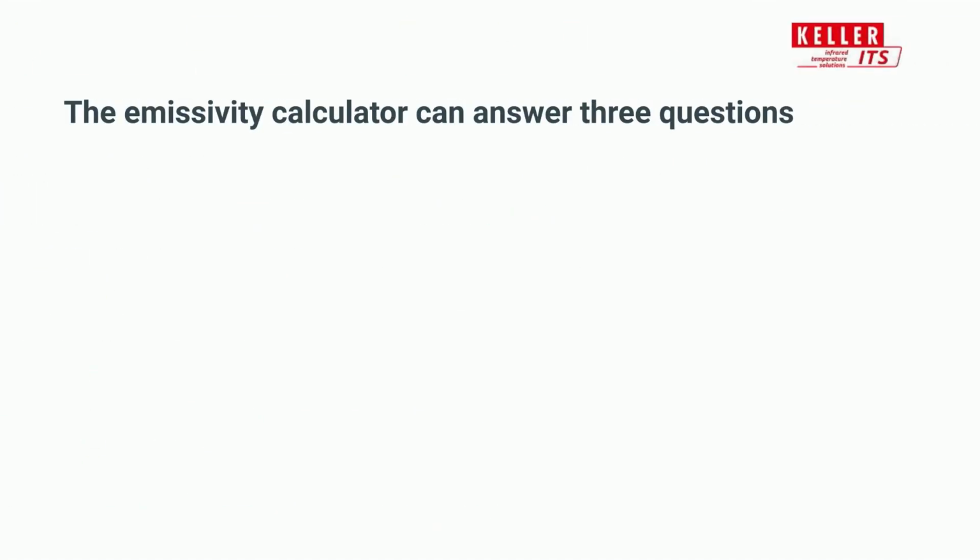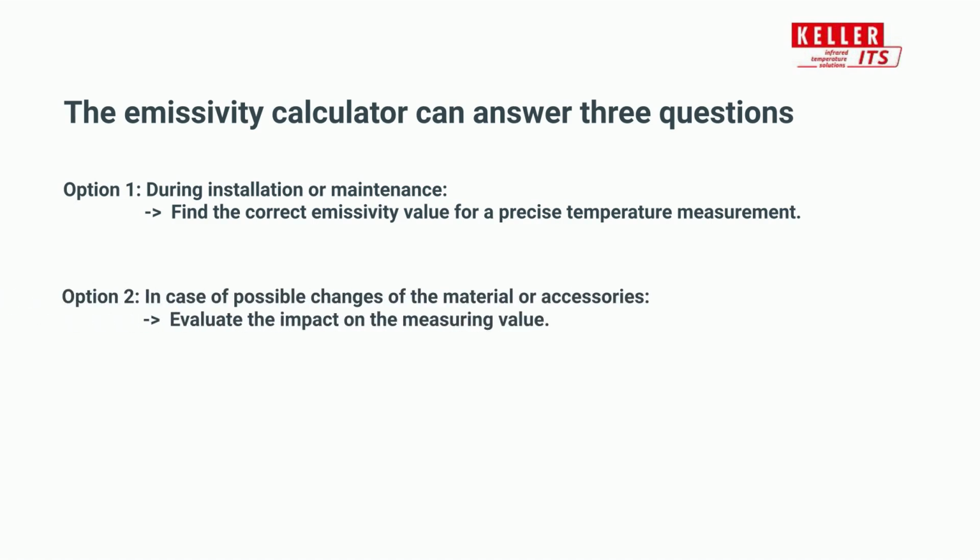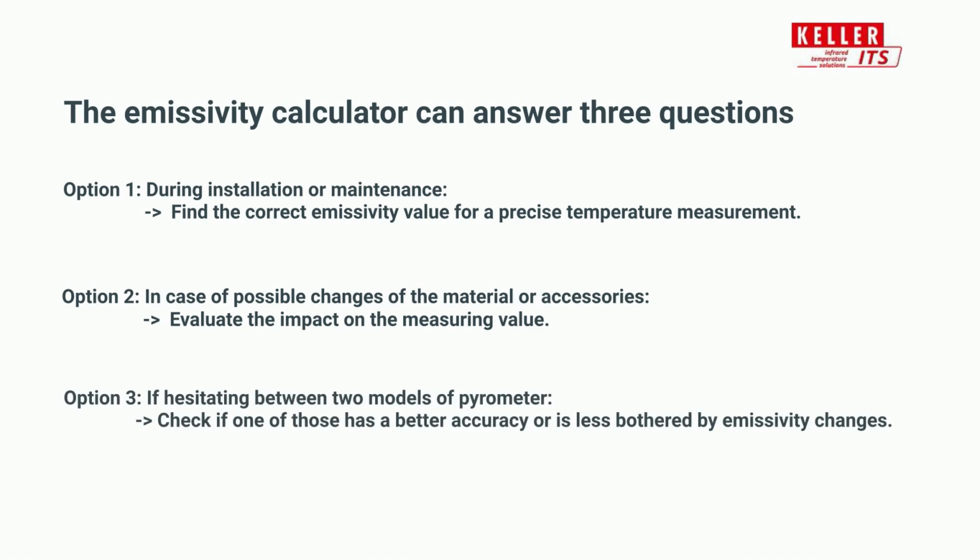The emissivity calculator can assist you in three situations. Option 1. During installation or maintenance, you can find the correct emissivity value for a precise temperature measurement. Option 2. In case of possible changes of the material accessories, you can evaluate the impact on the measuring value. Or last but not least, if you hesitate between two pyrometer models, you can check if one of those has a better accuracy or is less bothered by emissivity changes.